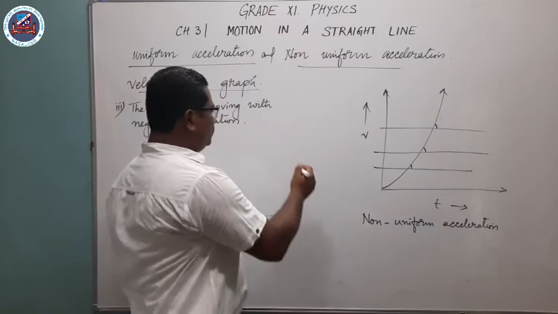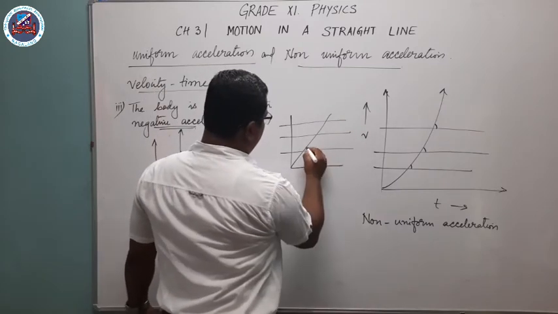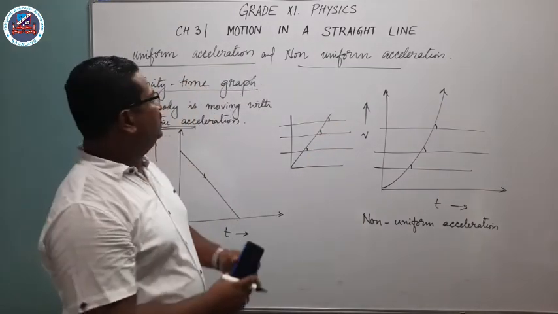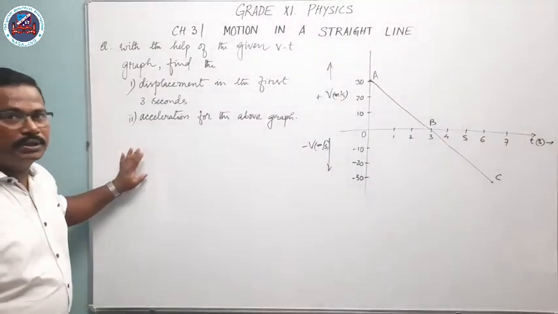If it is moving with uniform acceleration, and you draw lines this way, this angle remains the same, the slope remains the same. That will indicate uniform acceleration. Let us solve this question.